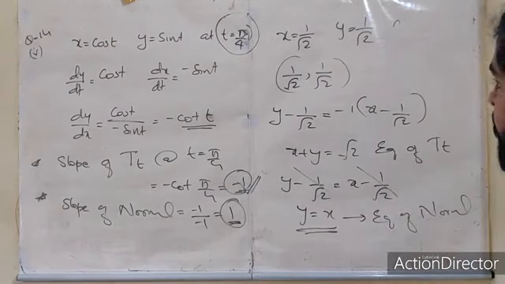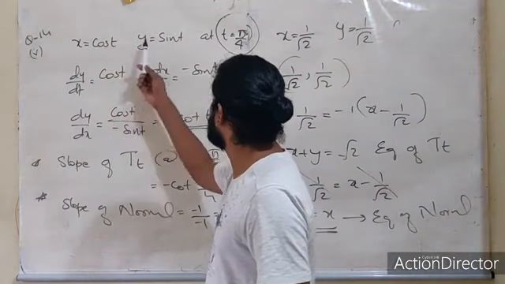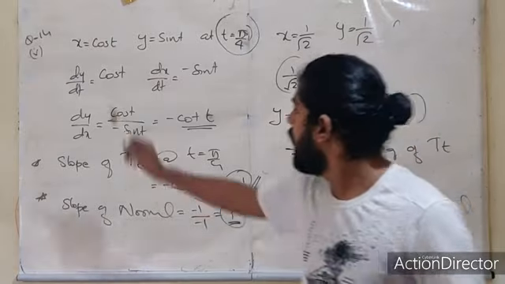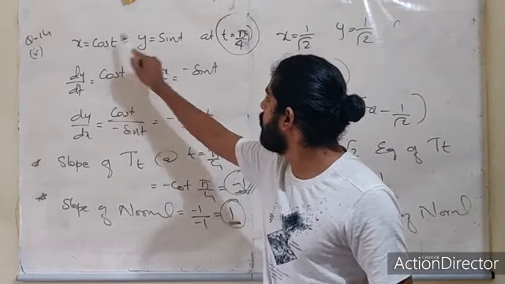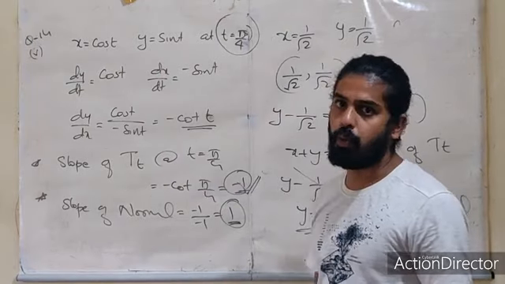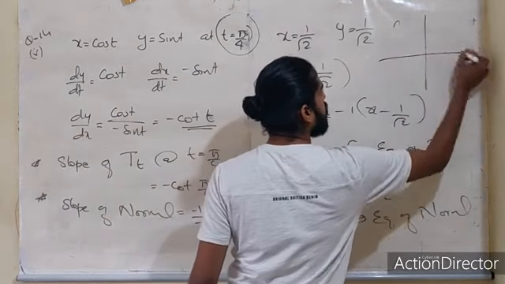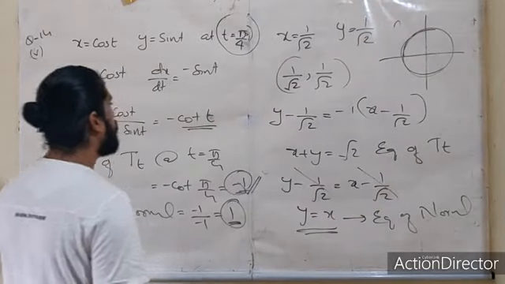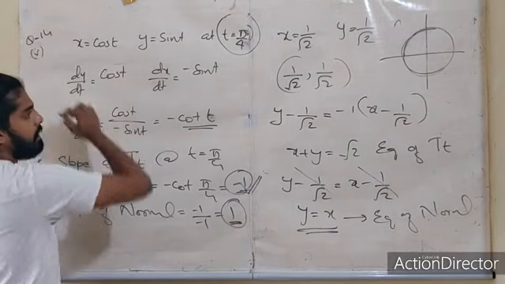If you remember, this is actually x equal to cos t and y equal to sin t, which means this is the equation of a circle, right? Since x square plus y square will be equal to cos square t plus sin square t, that will be equal to 1. That means x square plus y square equal to 1, so this is a unit circle, a circle with radius 1 unit.